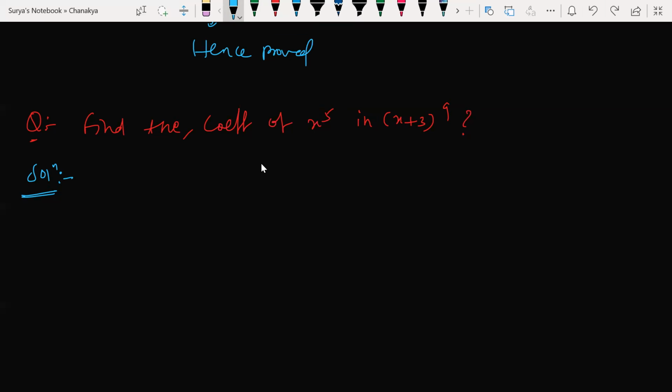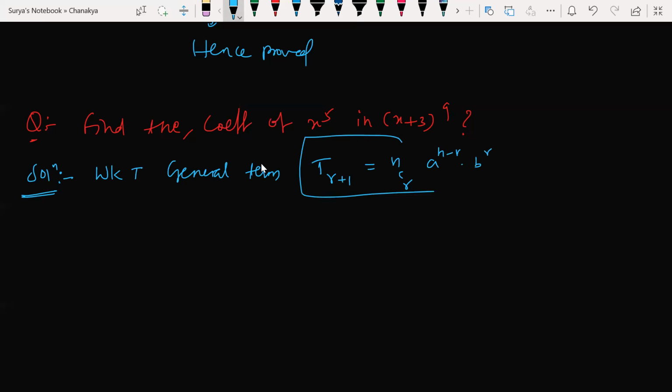So basically we know the general term formula. We know that the general term, which is T(r plus 1), is equal to nCr a to the power of n minus r into b to the power of r. This was the formula, correct? Isn't it? Yes. Look at this now. We need to find out T(r plus 1) first. So what is n here?